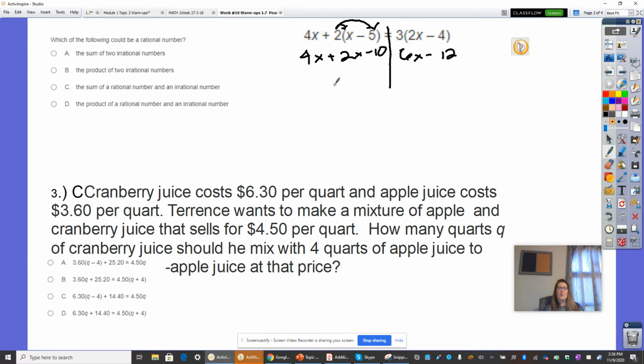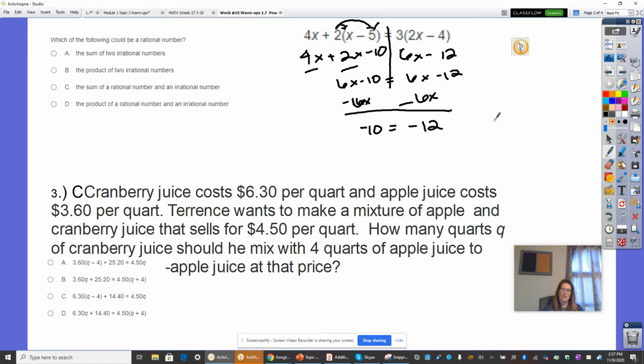The C for don't call me is combine like terms, so I'm going to combine the 4x and the 2x, and on this side I get 6x minus 10. On this side I have 6x minus 12. Don't call, we did the C for combine like terms. Me, move the variable to one side. So I can subtract 6x from both sides. When I subtract 6x from both sides, I'm left with negative 10 is equal to negative 12.